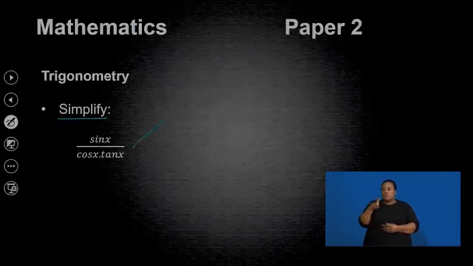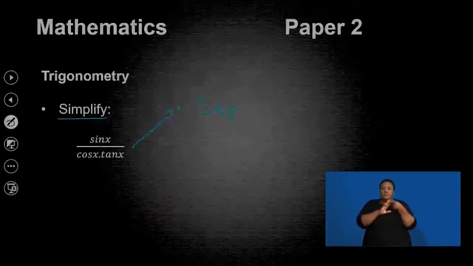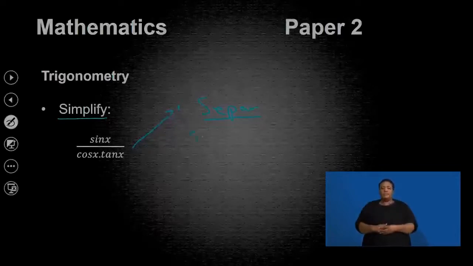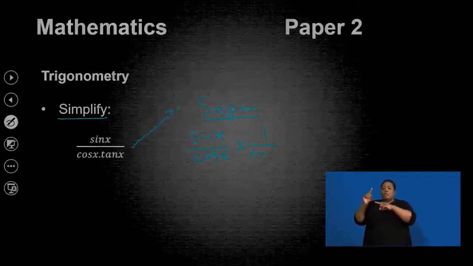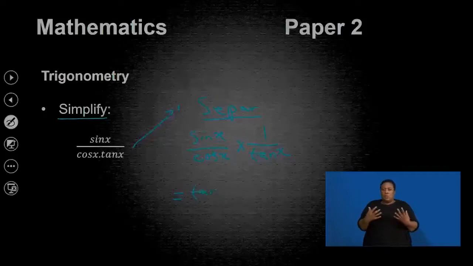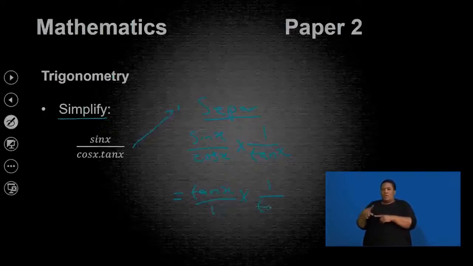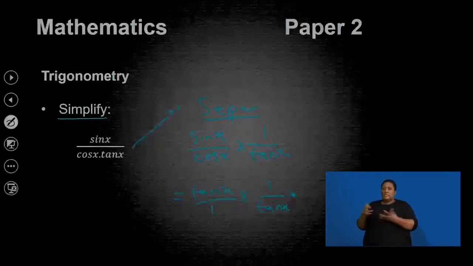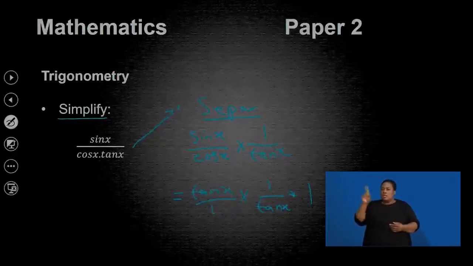There are going to be two ways of doing this. The very first way is if you separate the two things. Separate the two, it means I have sine of x over cos of x multiplied by 1 over tan of x. And then this will lead to tan x over 1 multiplied by 1 over tan x. Automatically you can see that this is going to be equal to 1, because the tan x and the tan x are going to divide each other.